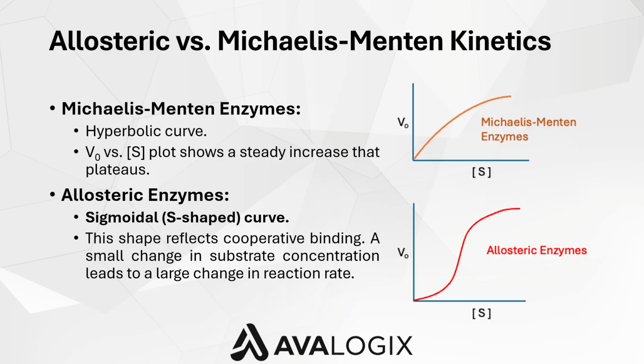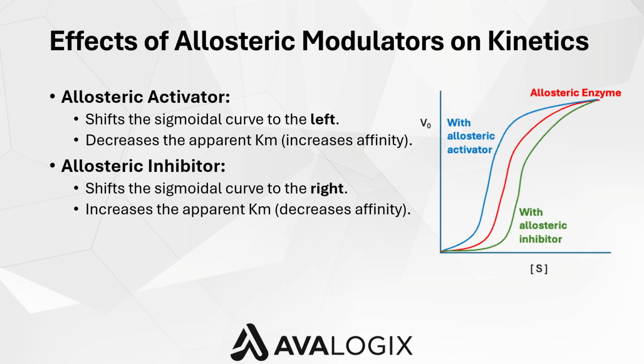A small change in substrate concentration around the inflection point of the curve results in a large change in reaction rate, providing the cell with a highly sensitive on-off mechanism that is perfect for regulating key metabolic checkpoints. Now let's see how allosteric modulators influence this kinetic plot, because this is where we see the power of allosteric regulation in action. An allosteric activator binds and shifts the sigmoidal curve to the left.